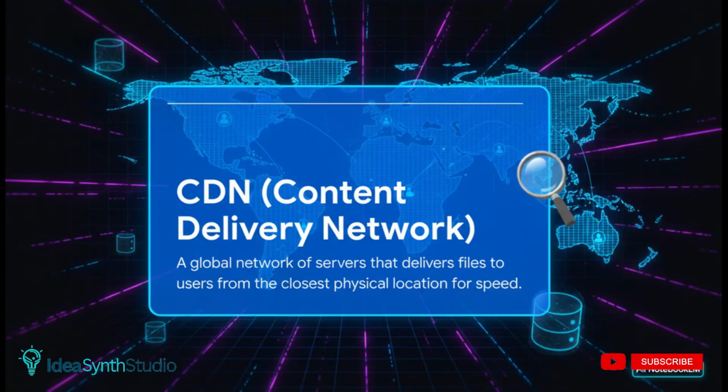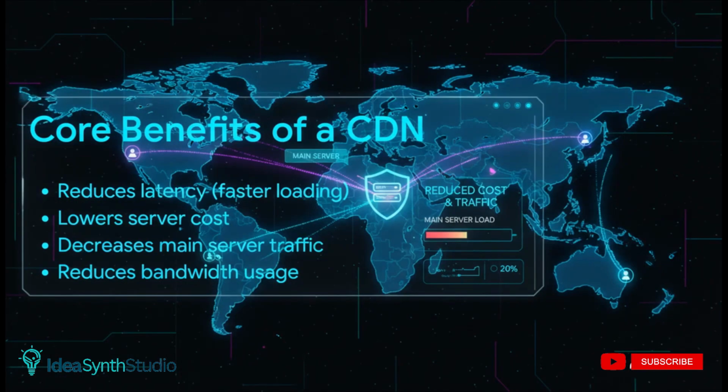I mean, someone in Tokyo shouldn't have to wait for a server in New York. That's where a CDN, a content delivery network, comes into play. It's basically a network of servers spread all across the globe that store copies of your images and videos so it can deliver them from a location that's physically close to the user. And the payoff here is just massive.